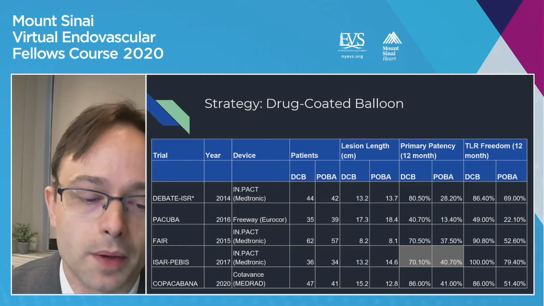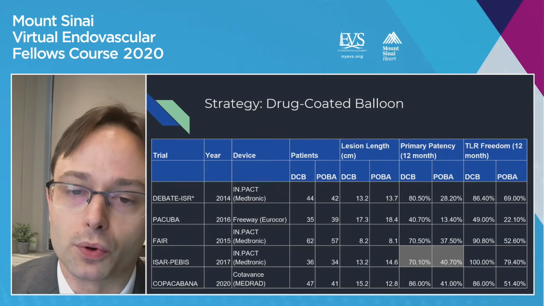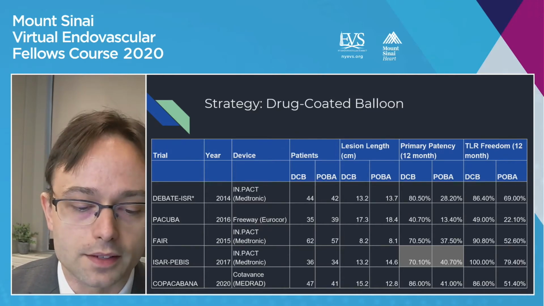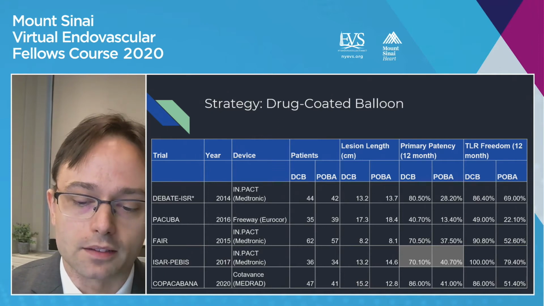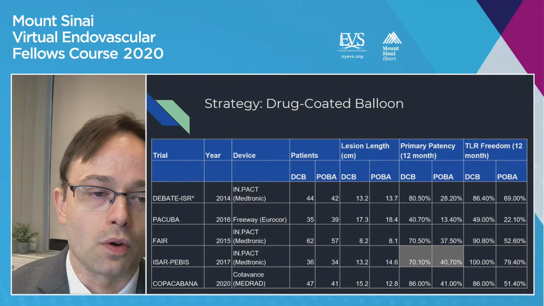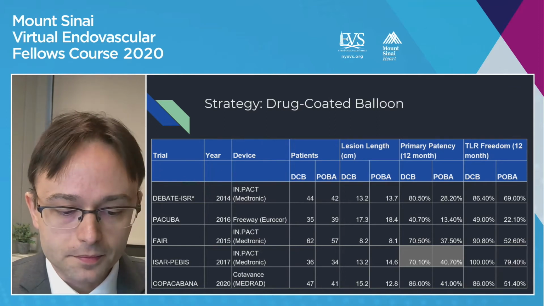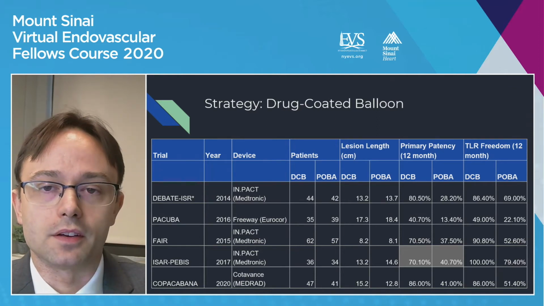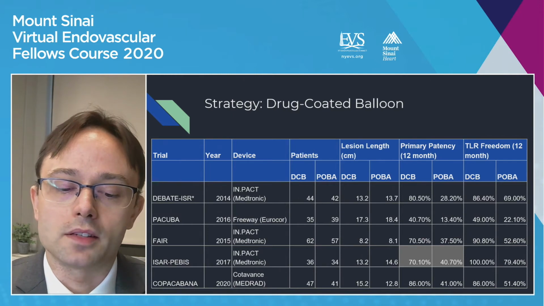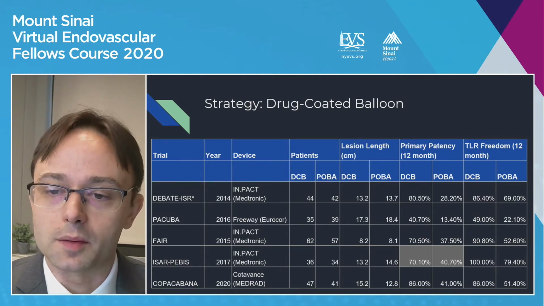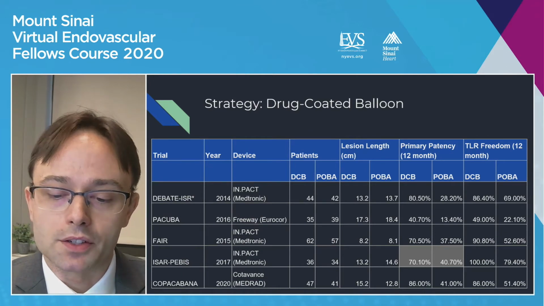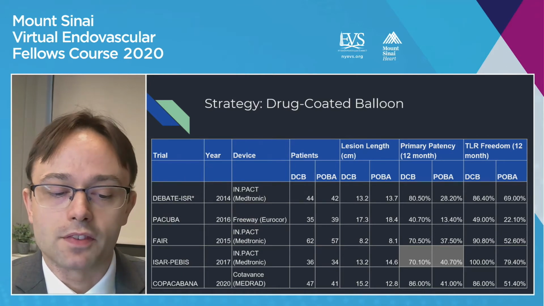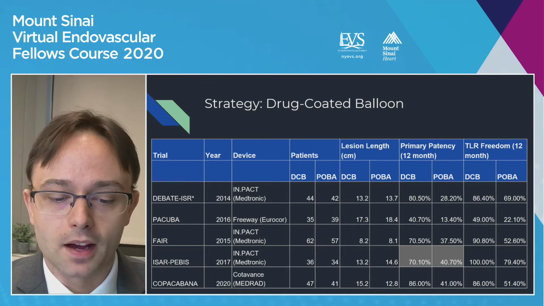So the patency figures here are actually reported at 6 months and not 12, as the table suggests. In multiple studies, some of which are selected here, DCBs outperform standard balloons in the treatment of FemPop in-stent restenosis, with primary patency rates at 1 year of about 70 to 80%, and with freedom from target lesion revascularization in 85+% of cases.